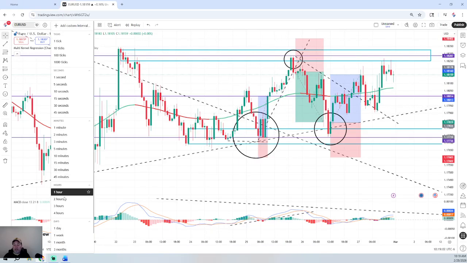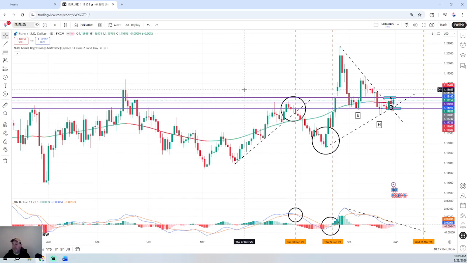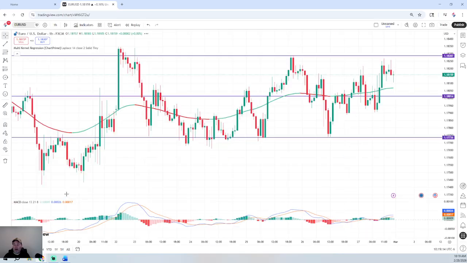So let's go to our daily once again. Okay, so daily we know we're sideways to higher. We're looking for the breakout to the upside. We'll go back to our hourly.